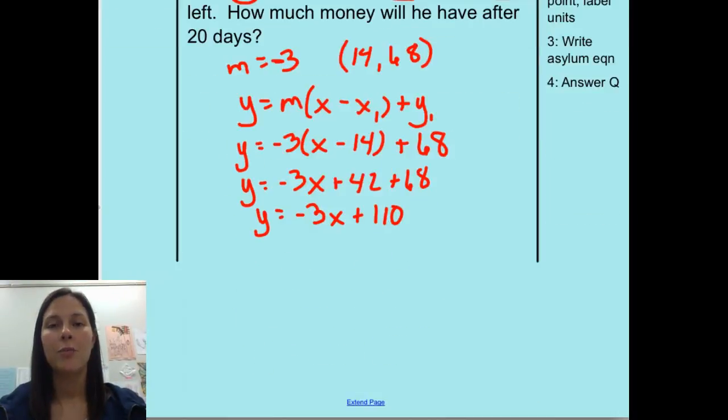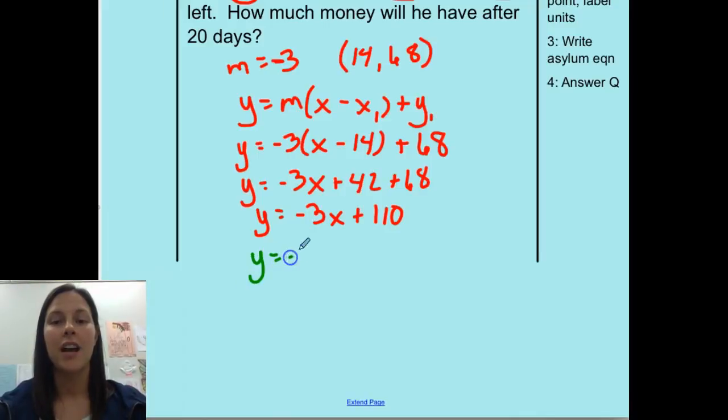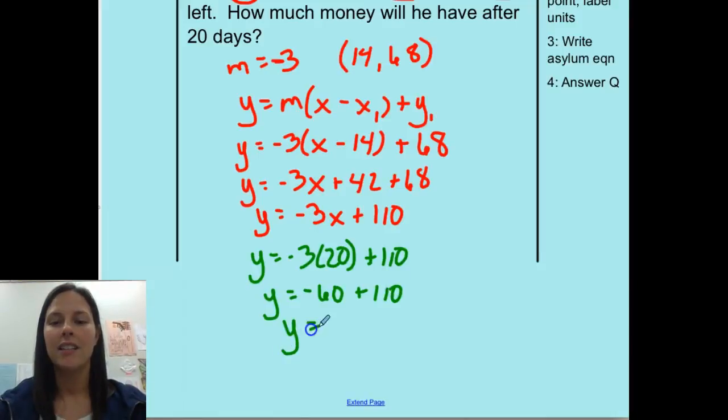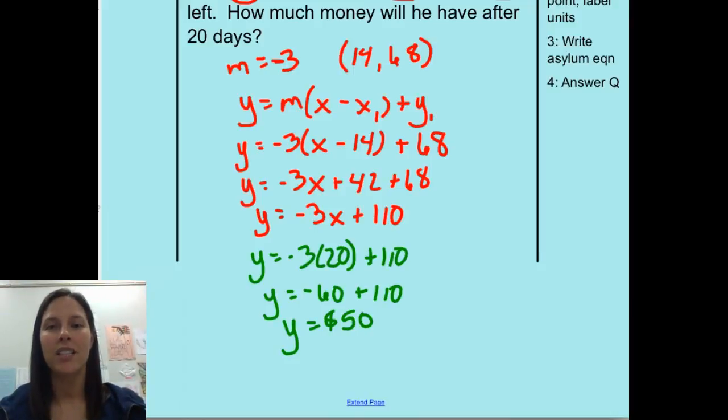From this equation, we can tell that the amount of money Marty started with was $110. The y-intercept is the starting value. It's how much you have when time, or x, equals 0. And we'll answer the question, how much money will he have after 20 days? 20 is our x value, days is independent, it goes in for x. And then we solve. Negative 3 times 20 is negative 60. Plus 110 is $50. So if Marty continues spending at the same rate, after 20 days, he will have $50 left in his account.